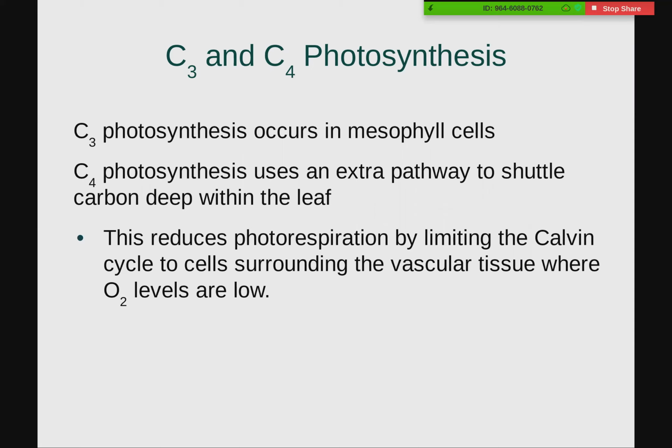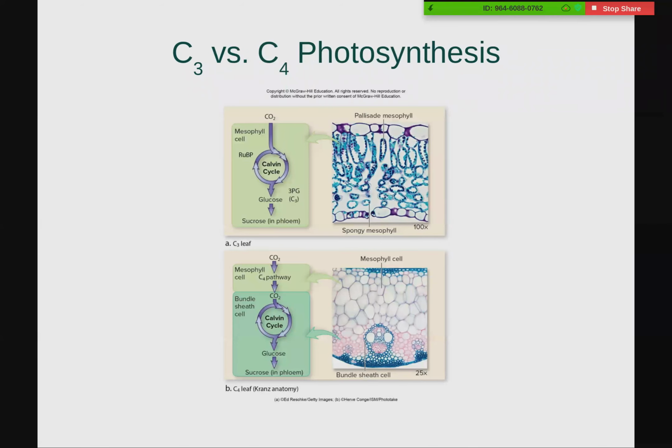Now, C4 photosynthesis actually uses an extra pathway to shuttle carbon deep within the plant leaf. What happens is this reduces photorespiration as well as water loss by limiting the Calvin cycle, the part that fixes carbon, to cells surrounding the vascular tissue where oxygen levels are in fact low. Also in areas where water loss is significantly lower. So what ends up happening here, CO2 comes in our C3 plants here. It comes in, it's fixed in the Calvin cycle, sucrose comes out. And again, it happens in these mesophyll cells.